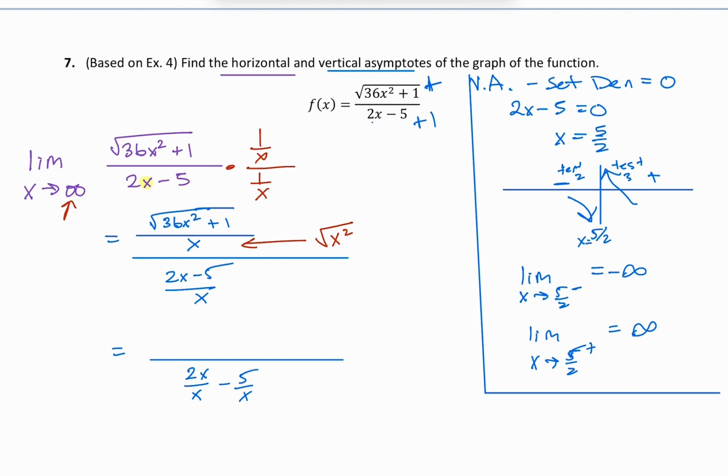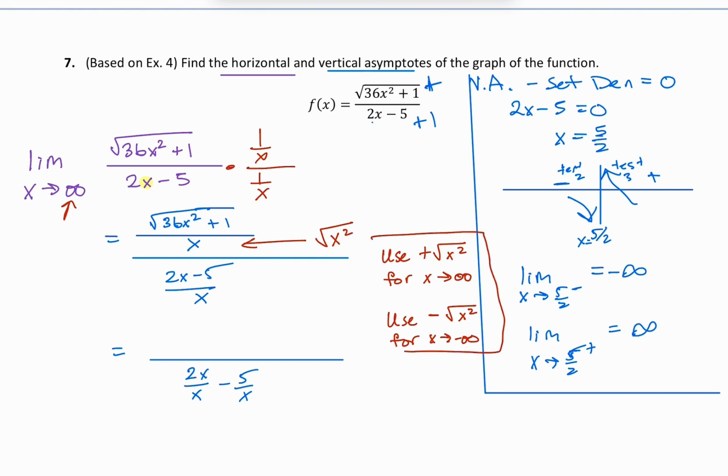So what I want to do is use the radical x squared, so I can bring it into the square root with the 36x squared plus 1. I want to use the positive radical x squared when I'm looking for x approaching positive infinity. And later, if I'm trying to find x approaching negative infinity, then I'm just going to use a negative. I know whether x is supposed to be positive or negative based on whether I'm going to positive infinity or negative infinity. So that's the trick that I'm going to use here.